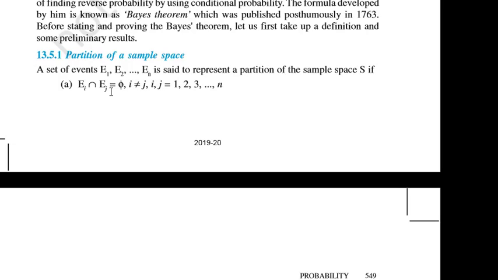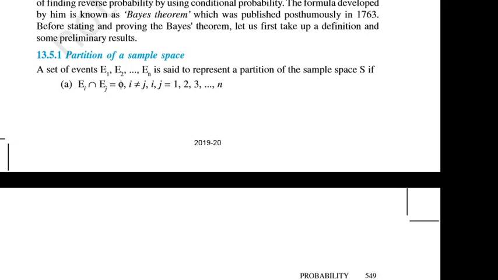There will be no overlapping, meaning each part will be separate, that is, each part will be exclusive, and all partitions taken together form a sample space. So all these partitions, when I club them, what will I get? I will get the sample space, that is, they are exhaustive. So let us consider a set of events E1, E2, E3, E4, ..., EN.